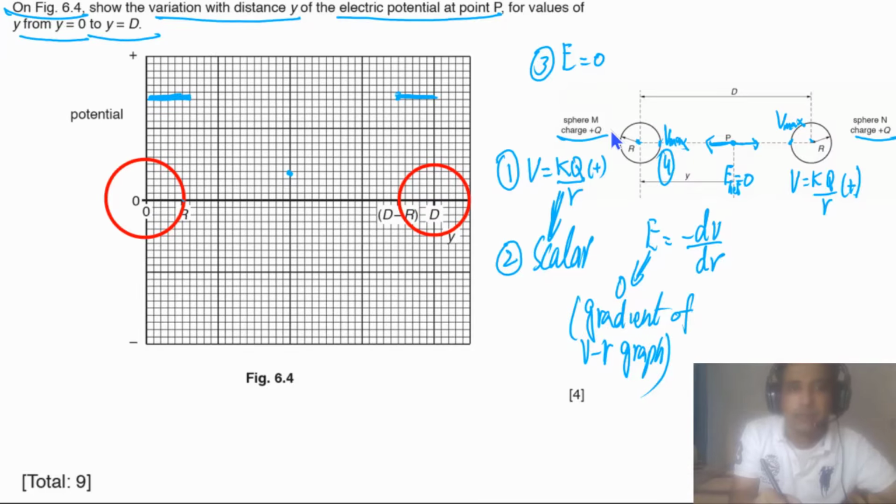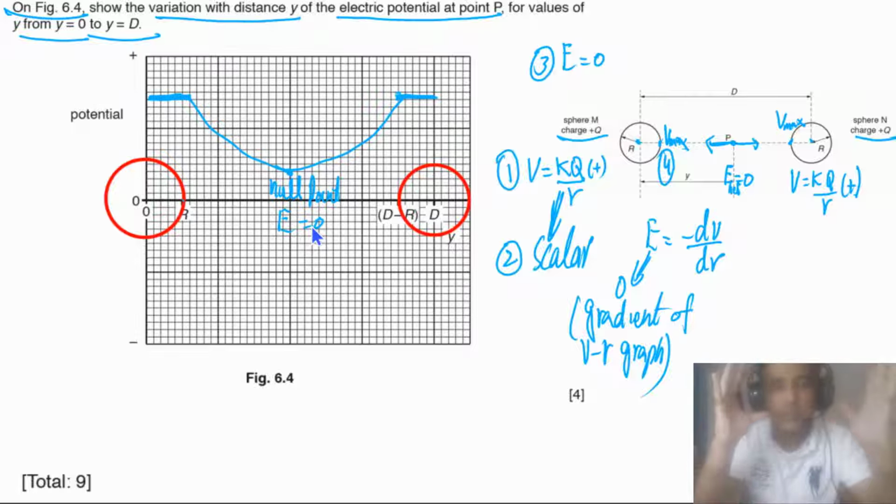And as the distance increases from the sphere, potential has to decrease. So the potential will decrease. At this point it will be minimum, and then again it will increase. So this is how you need to sketch. This is called the null point, meaning electric field is 0 at this point. Electric field is equal to 0. So this is how you need to sketch.